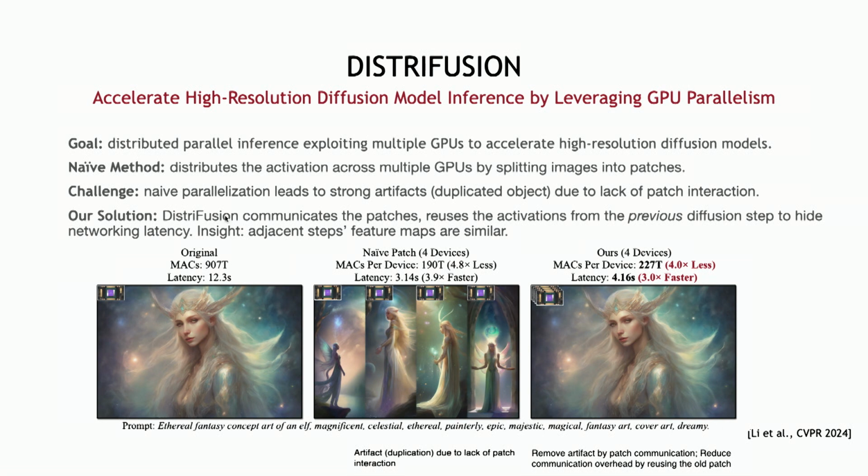So our solution is called distributed diffusion model. Communicate the patches. We can hide the communication latency by using the fact that adjacent diffusion steps are similar. So we can just use the previous step to communicate. We are communicating the old step so that we can overlap communication with computation. So with 4 GPUs, we can get about 3 times faster, and there's no artifact compared with naive parallelization. There is still about another 30% of room for improvement toward the 4x theoretical speedup.